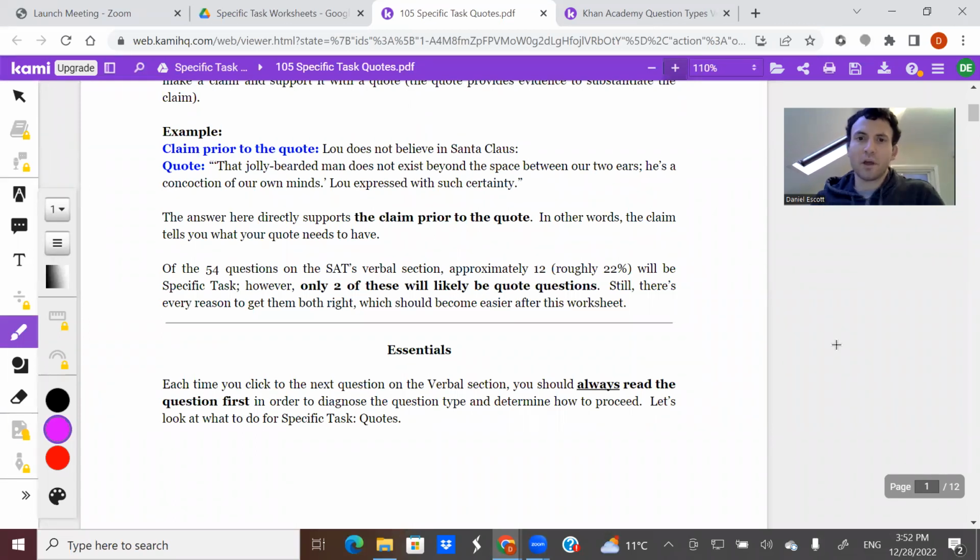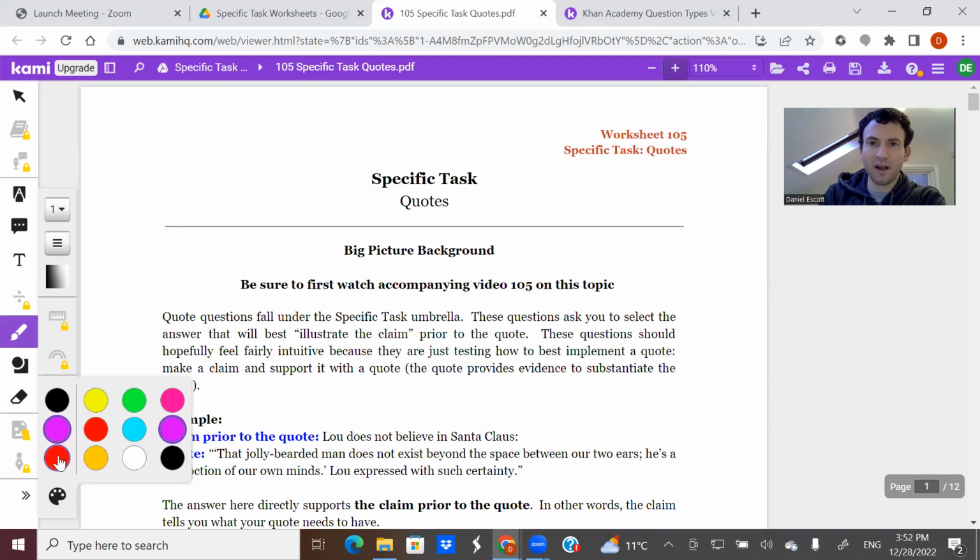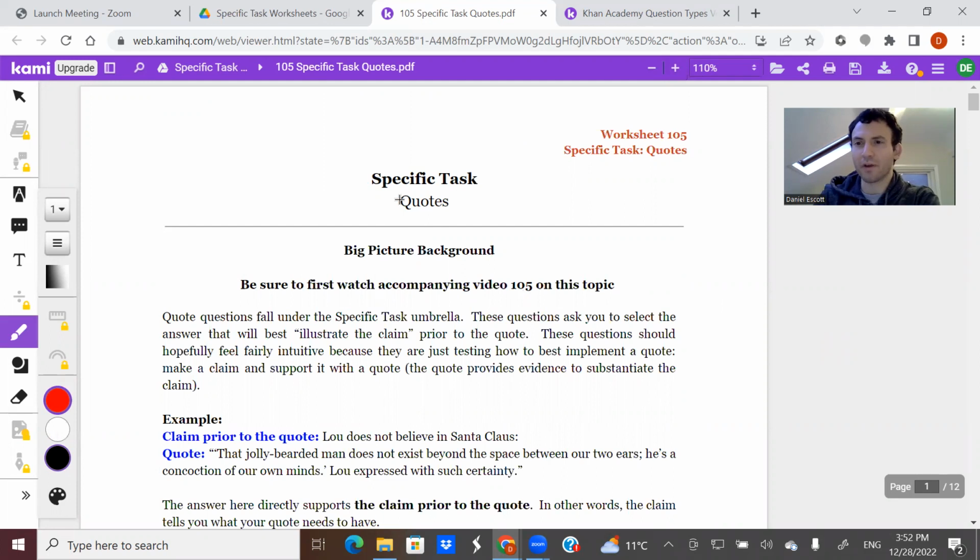So this is specific task quotes 105. Quotes fall under specific task because to get these questions right, it's really all about knowing what the quote must support. And that will be made very clear. As long as you identify what the quote must support, you'll have the question correct every time. So it's really kind of specific task in that you have to narrow in on what is required. I'll show you exactly what I mean.